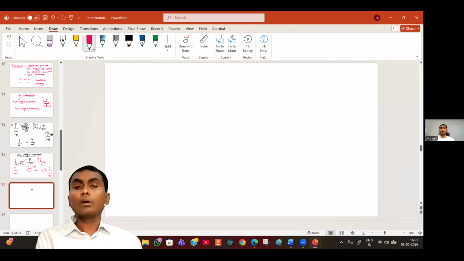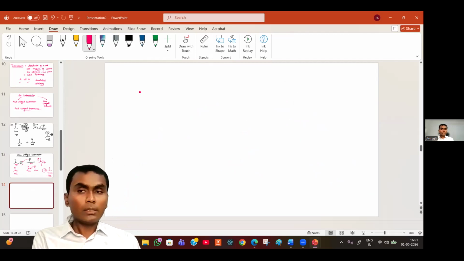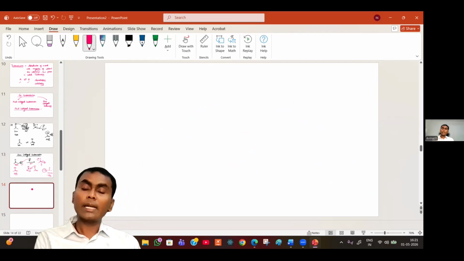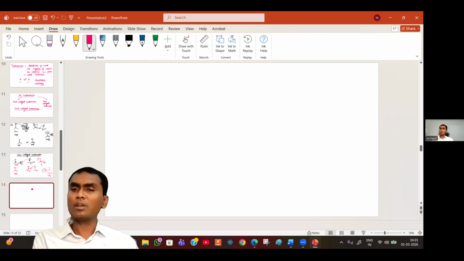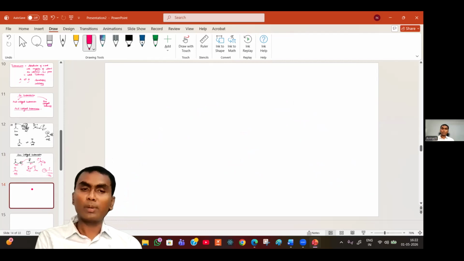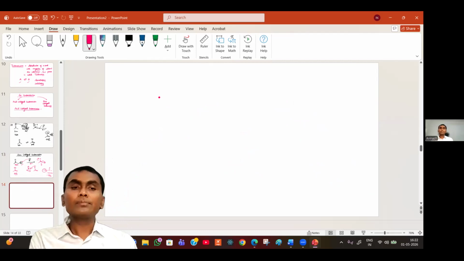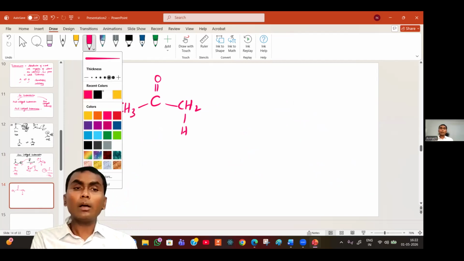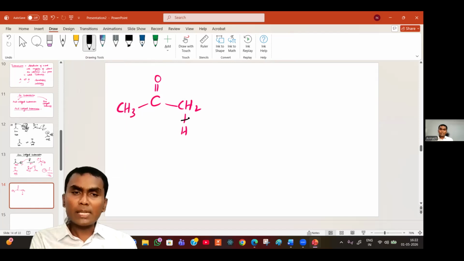Then see here how tautomerization occurs. It is in two conditions. One is acid catalyzed and another is base catalyzed. But we will see here normally this type: C=O, CH2-H, and this one is CH3. This one hydrogen will participate. This hydrogen goes to the more electronegative element.